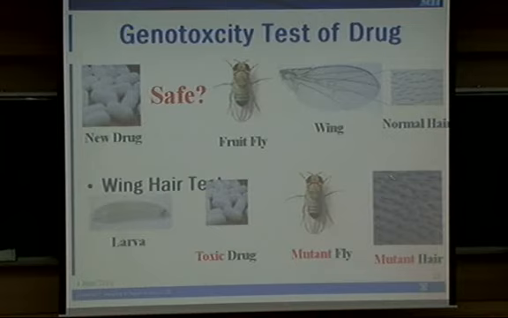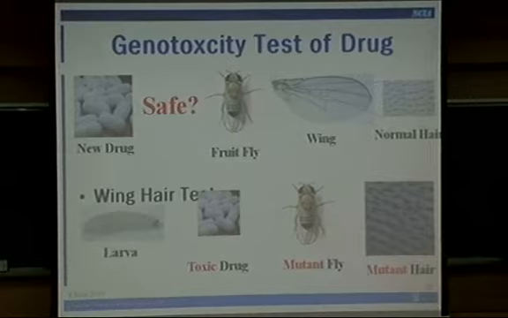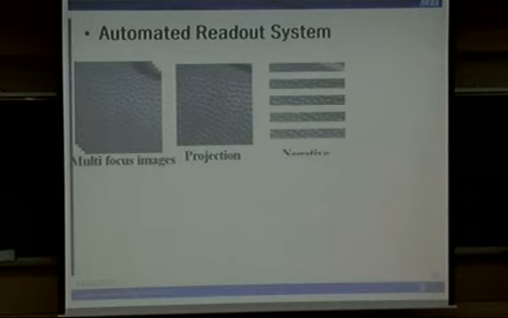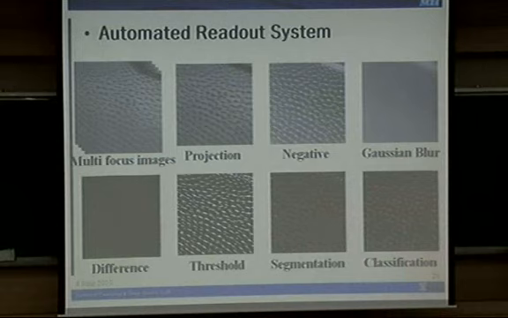The other one is giving some drug to the fruit fly and looking at the change in the wing hairs. This is normal hair, and this one is mutant hair. How to detect this automatically is not an easy problem. You can see the image processing techniques: focus image and projection, then Gaussian blur or segmentation, and then classification, so it is good or bad.